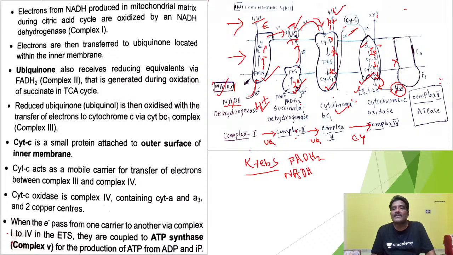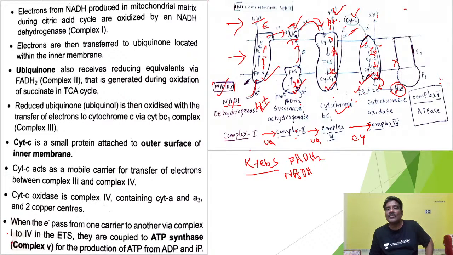And electrons are also transferred through cytochrome BC1 to cytochrome oxidase, that is complex 4. So cytochrome C receives the electrons from complex 3 and transfers these electrons to complex 4, cytochrome C oxidase. This is also a mobile carrier, as I already told you. So it is not constantly present in the inner membrane; it is free, present on the outer surface of the membrane.